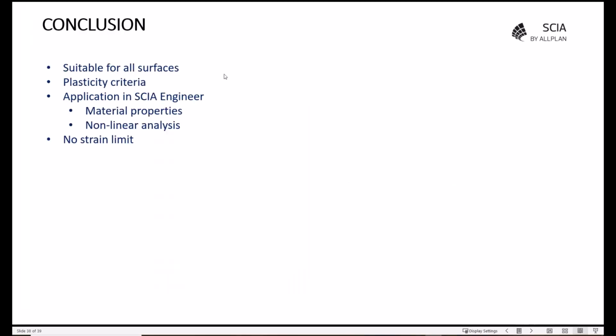To conclude, the plasticity in SCIA Engineer is suitable for all surfaces. We have seen that we have 4 plasticity criteria in SCIA. For the application in SCIA Engineer, we should first activate the plasticity functionality in the project data, define the behavior of the material and its properties, and we should run, of course, a nonlinear analysis. What we should also know is that in SCIA we have no strain limits, so it's up to the user to verify if it's lower or higher than 5%.